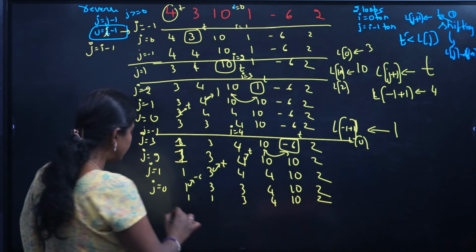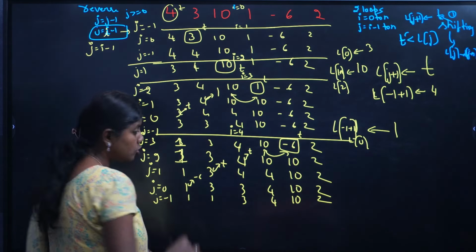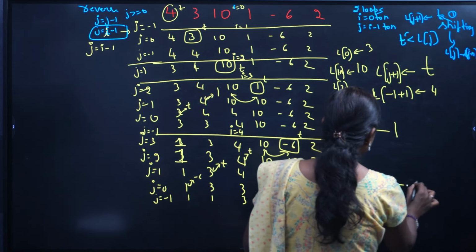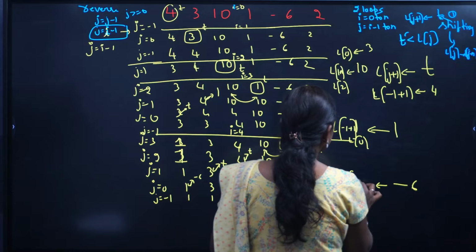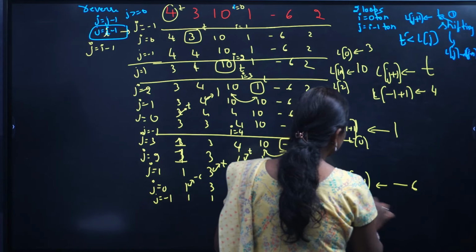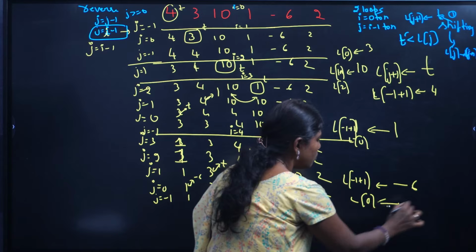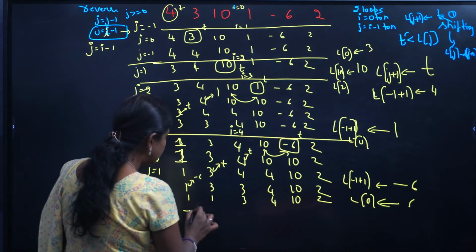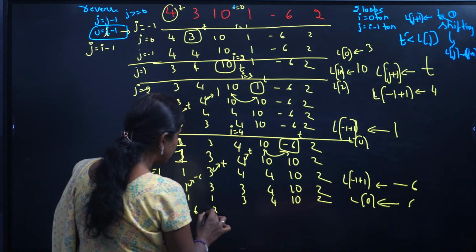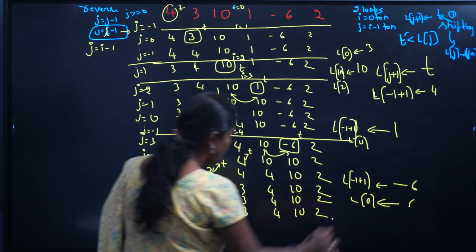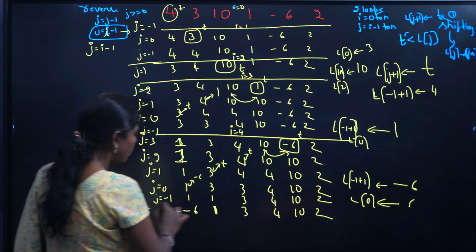Okay. After this, j is equal to minus 1. It does not satisfy the condition. Store the value of minus 6 in L of minus 1 plus 1. That means store the value of minus 6 in L of 0. That means minus 6, 1 will remain as it is, 10 and 2. Is the point clear?